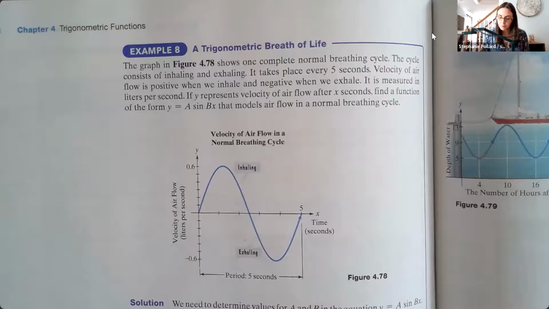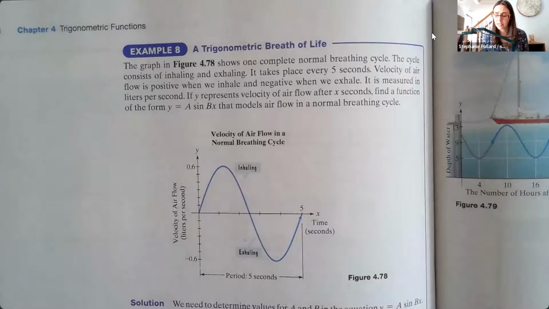Here, this following graph shows one complete normal breathing cycle. The cycle consists of inhaling and exhaling. It takes place every 5 seconds. Velocity of air flow is positive when we inhale and negative when we exhale. It is measured in liters per second. If y represents the velocity of airflow after x seconds, find a function of the form y equals a sine bx that models airflow in a normal breathing cycle.